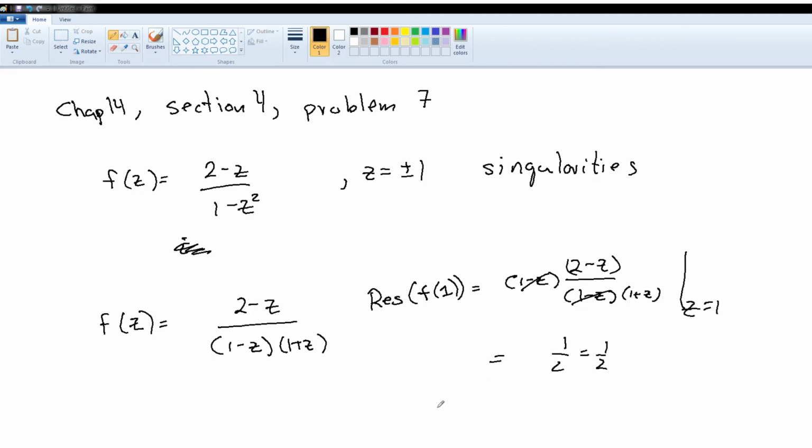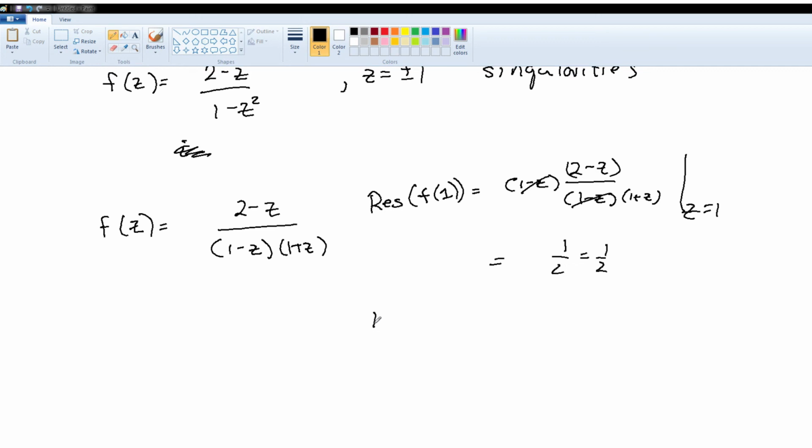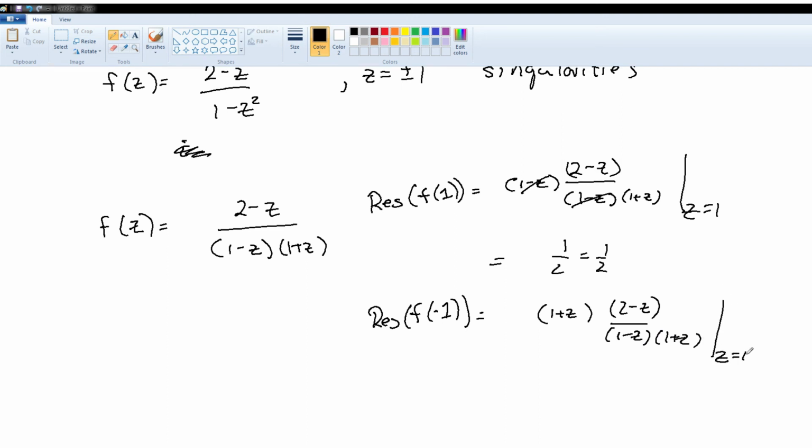Now the residue of the function at negative 1, again, we're going to multiply by the factor 1 plus z. We multiply our function, evaluate at negative 1. Cancel, cancel. So we get 3 over 2.